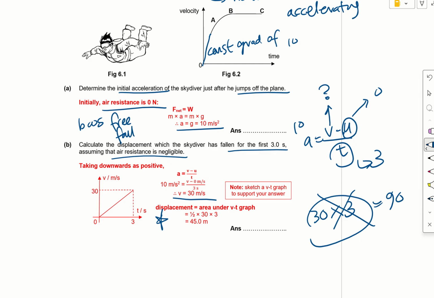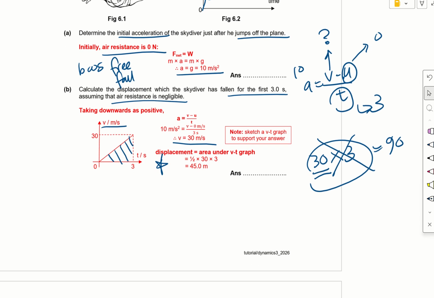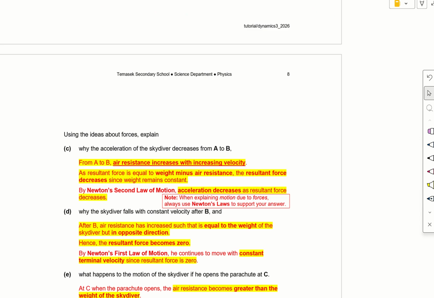In fact, this is not correct, because the students forget that the 30 meters per second was his final speed after 3 seconds. But before that, it was increasing at a constant rate, right? So therefore, we should always draw the v-t graph and then get the area under the v-t graph to represent the displacement or distance.